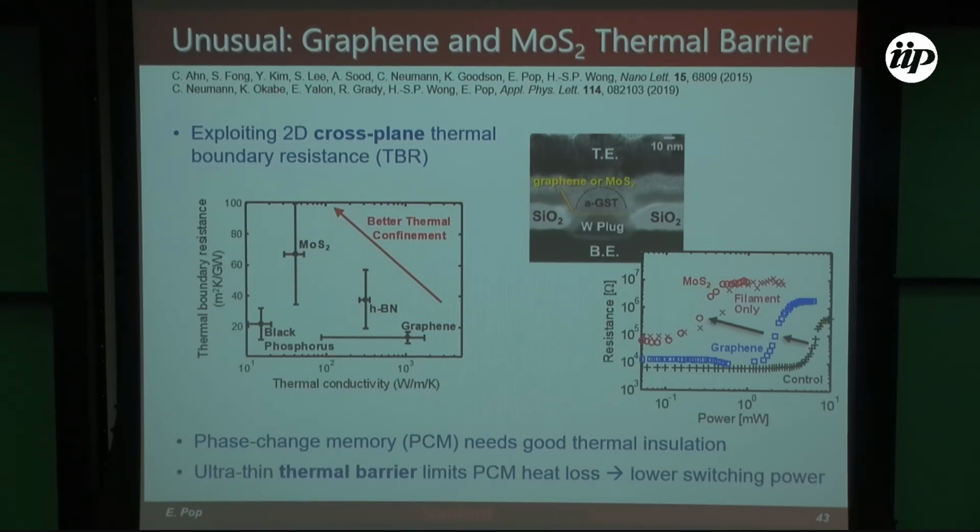By the way, here I'm plotting the thermal boundary resistance as a function of thermal conductivity. Graphene is actually not the best material to use here. Actually, MoS2 is probably better. And I bet something like tungsten telluride is probably even better.